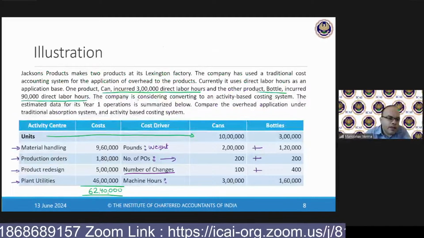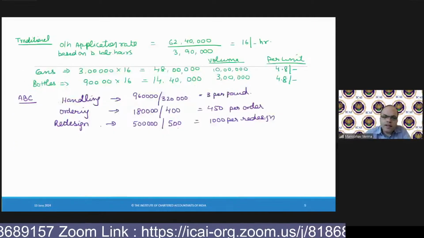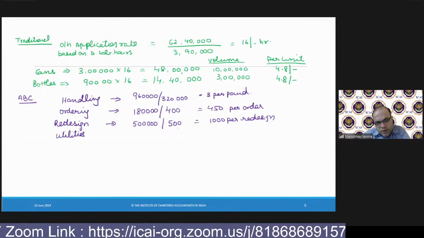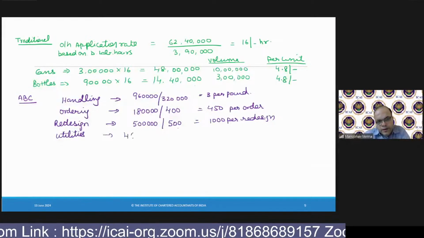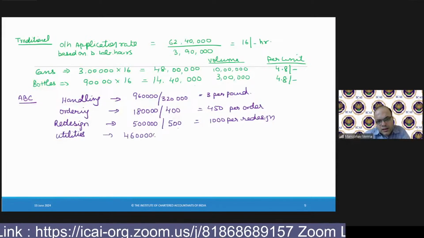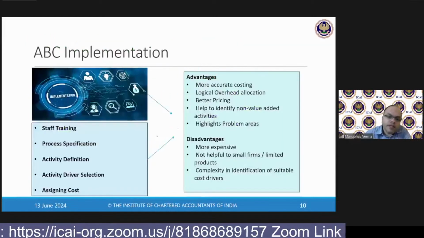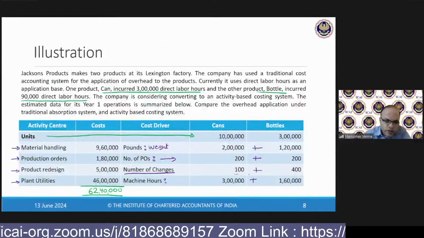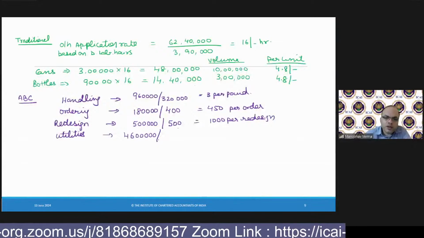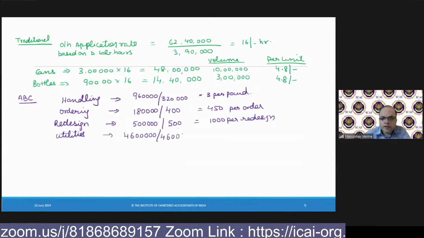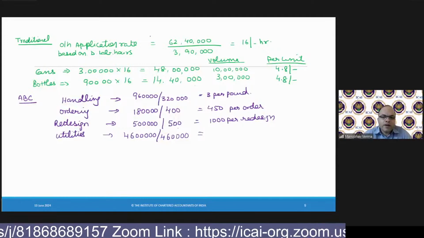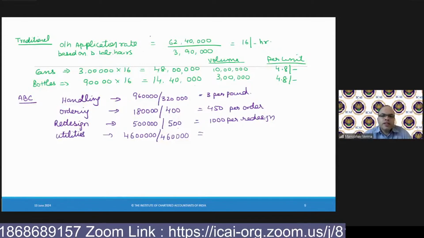And similarly, the last one is utilities, which I said that the best is still the machine hours here. 46 lakhs divided by the number of machine hours, which is given to us as 3 lakhs and 1,60,000. So 4,60,000, which means we are looking at 10 per machine hour here.